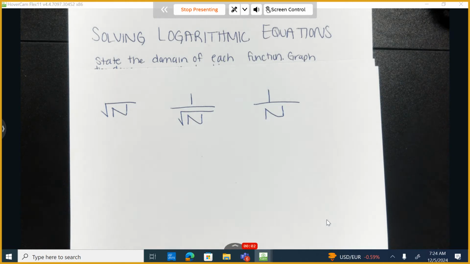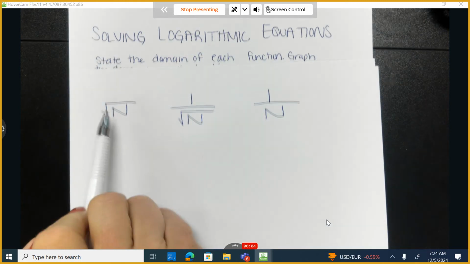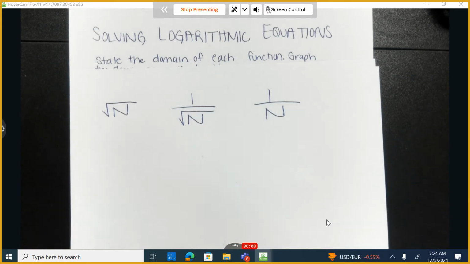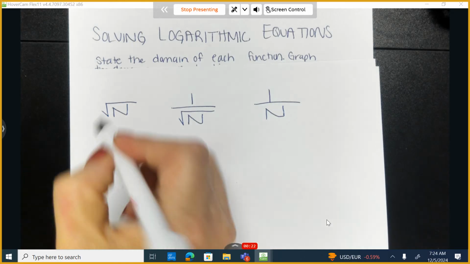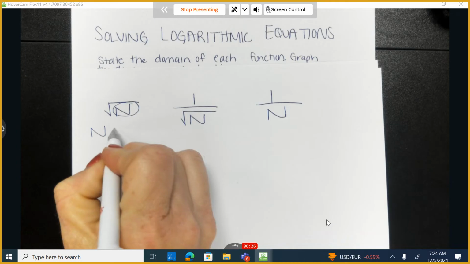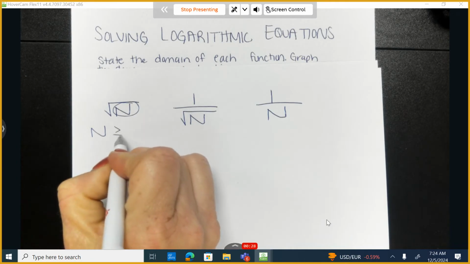So live in class right now, students are talking in groups and they are discussing, as a reminder, when we look at these three different expressions and we think of that large capital N representing an expression, what do we need to consider when we determine the domain? So when I'm looking at that first one, which is the square root, and we have this large N underneath, I know that when I evaluate this value, N must be greater than or equal to 0.